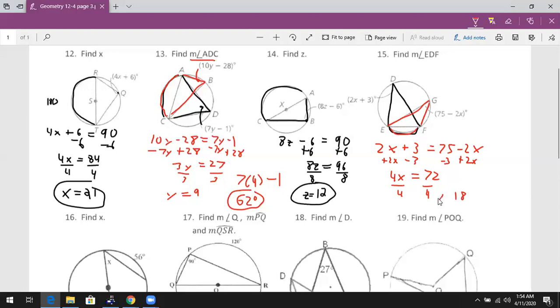So x is 18, but we go back to the problem that wants angle EDF. So 2 times 18 plus 3, or 36 plus 3 gives me 39.